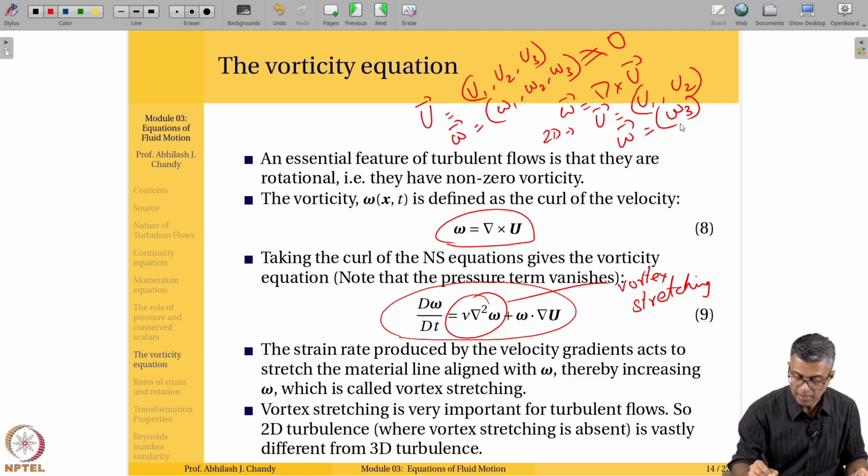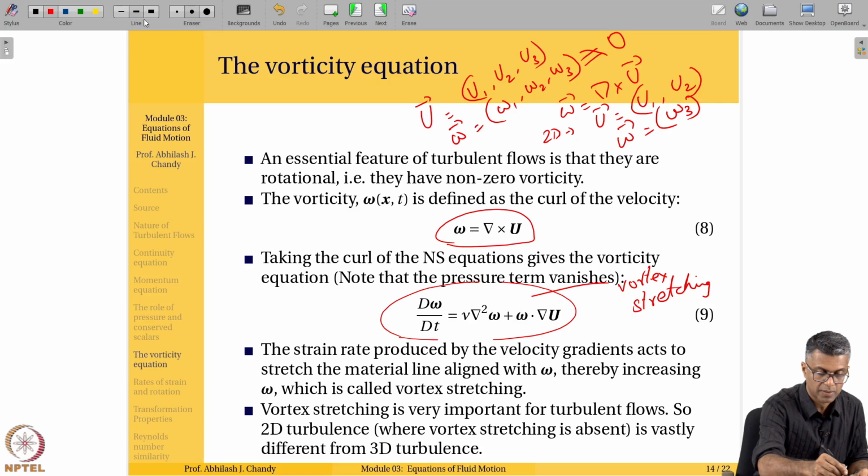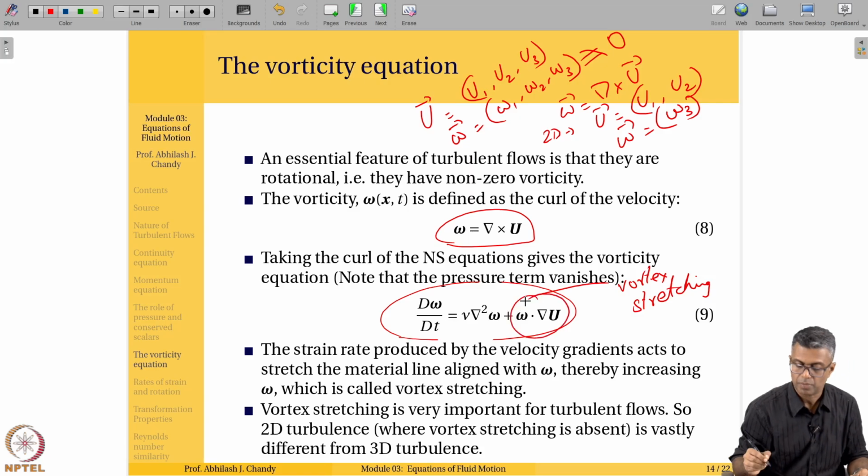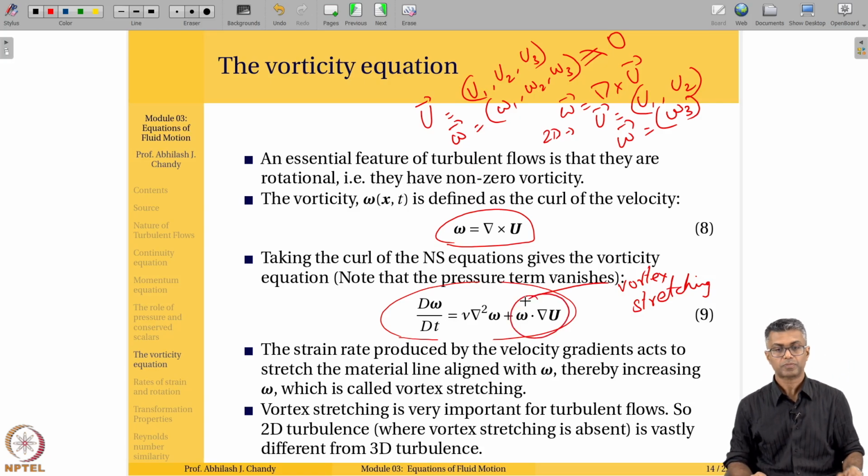So I made a mistake here. I marked the viscous term as the vortex stretching. I'm sorry, it is omega dot del u. I was saying omega dot del u. So let me just erase that. It is this term here, omega dot del u. Right?